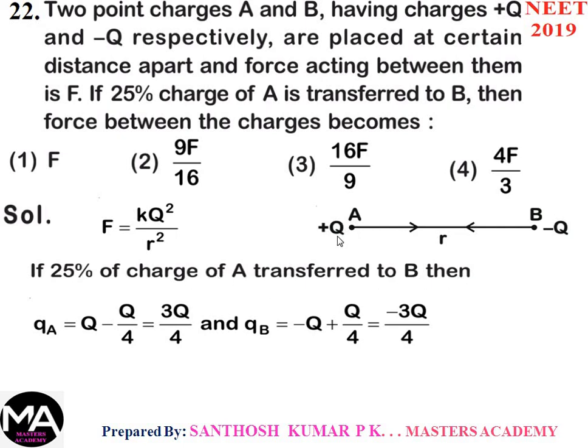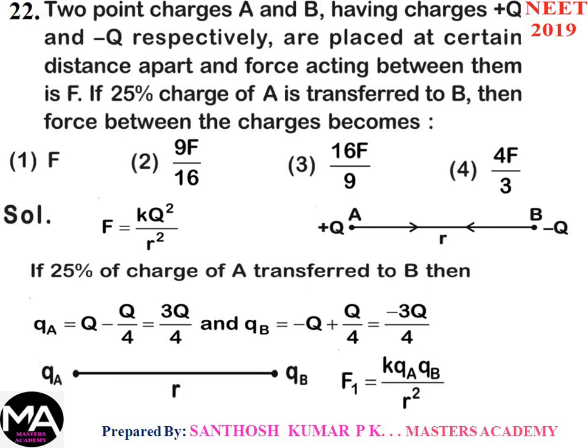The charge of A decreases by 1 by 4th of the initial charge, since 25% is 1 by 4. Q minus Q by 4 is 3Q by 4. For the second point B, the charge increases by 1 by 4, therefore minus Q plus Q by 4, which is minus 3Q by 4. Therefore the force becomes F is equal to K into QA into QB by R square. QA into QB is 3Q by 4 into 3Q by 4. 3 into 3 is 9, 4 into 4 is 16. Therefore, the force is 9 by 16 times the initial force. So, the option is the second one.